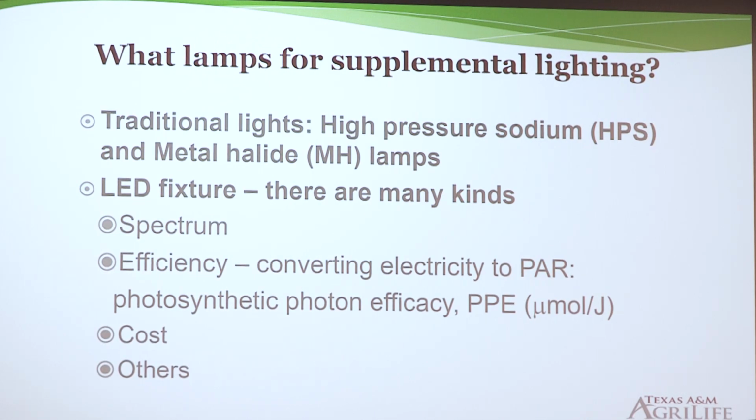So now, what you probably wanted to know is, what lamp should I use to supplement the light? Traditionally, for greenhouse supplemental light, we use high pressure sodium lamp and metal halide. Those are the lamps we call high intensity discharge lamps, so HID lamps. And these lamps actually have lower efficiency. But nowadays, there are so many LED lights, LED fixtures in the market. So how do you select those?